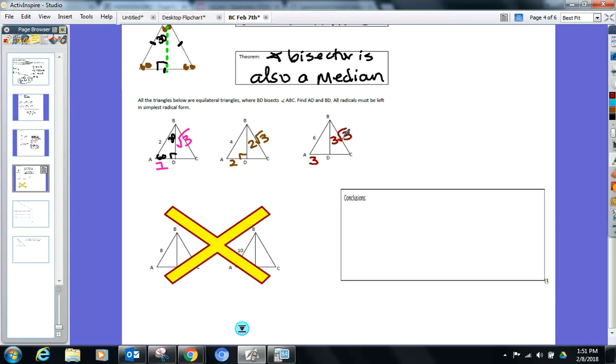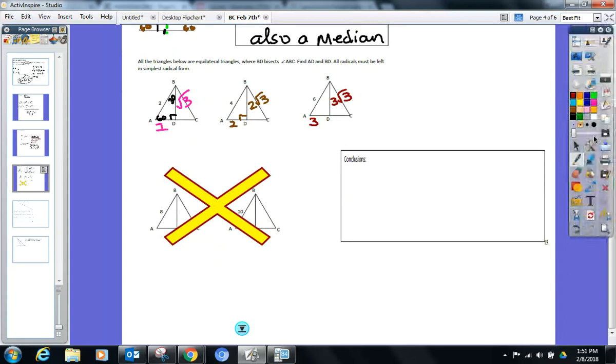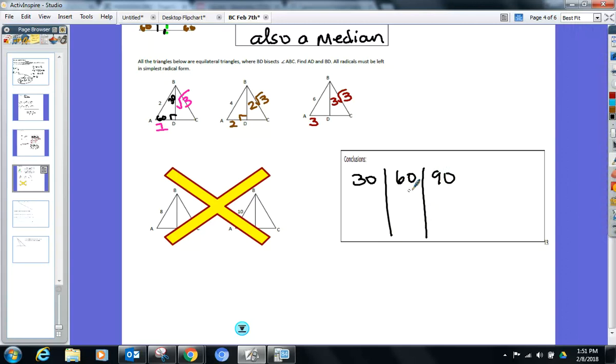All right, let's set up another chart then. But now it's got 30, 60, and 90. Look at the triangles we've just done. I will give you the side across from 30 is X. We know that side. What must you do to that side to get to the side across from 60? 1 to 1 radical 3. 2 to 2 radical 3. 3 to 3 radical 3.